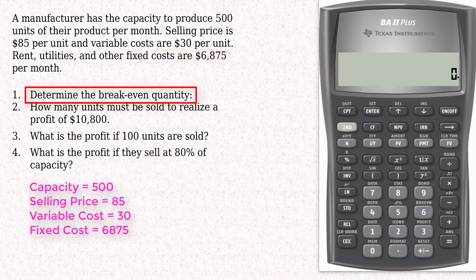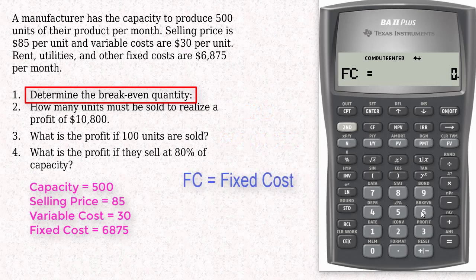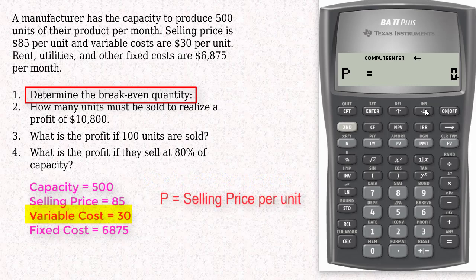Now, on the BA2 Plus calculator, we begin by pressing second and then number 6, break-even. And then second, clear work to clear previously done work. For the fixed cost, we input $68.75, enter, and then we scroll down. VC is the variable cost, we input 30, enter, scroll down. P here is the selling price, and we input that as 85, enter, scroll down.